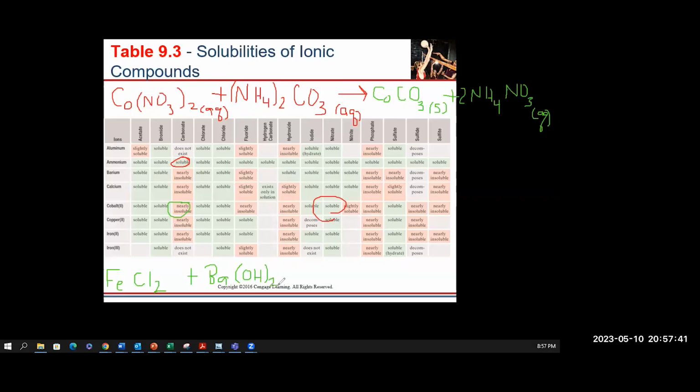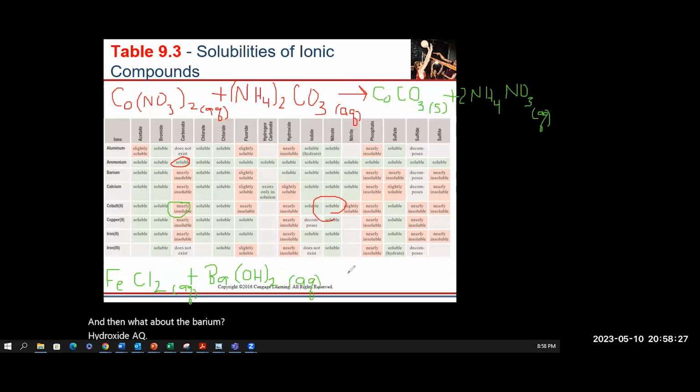Okay, so the iron 2 chloride, is that going to be soluble or insoluble, aqueous or? Soluble. That's right. So we're going to put right next to it what? Aqueous. So we put AQ. And then what about the barium hydroxide? AQ.